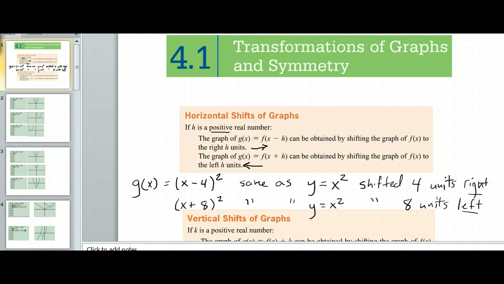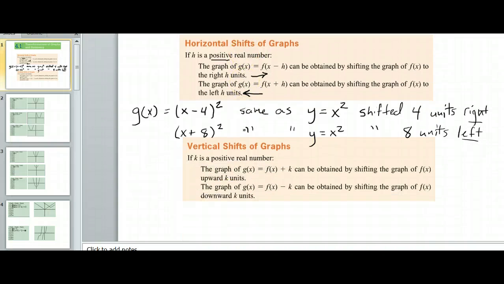Okay. Now, this time we have k. k is a positive real number. If we have f of x, notice this time that the addition and subtraction are taking place outside of the parentheses, not inside like it was up here. So outside of the parentheses, we take the original graph and we shift it up k units if this is positive. And if we subtract k, then we shift the graph down k units.